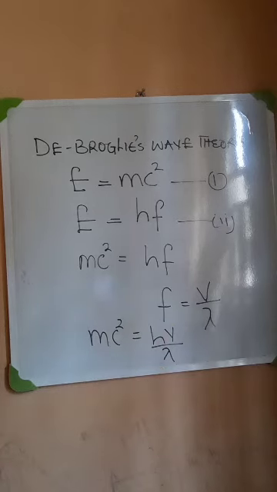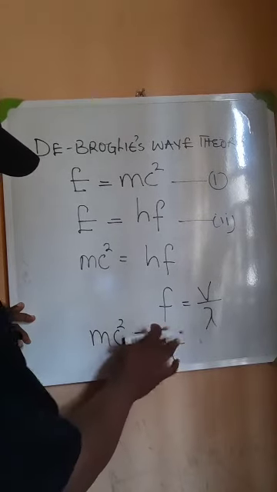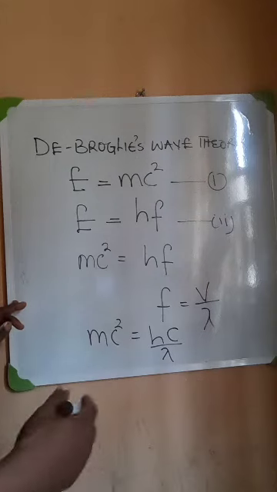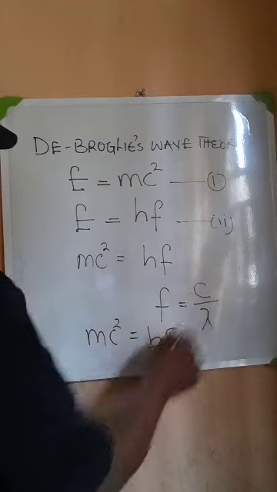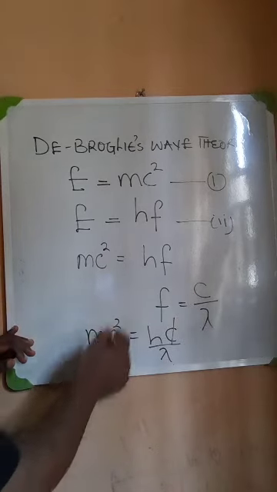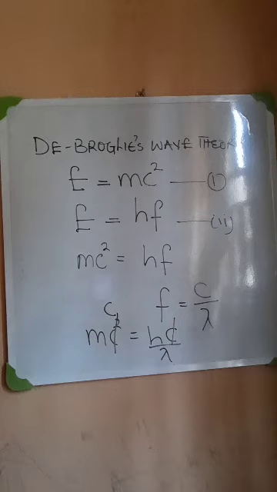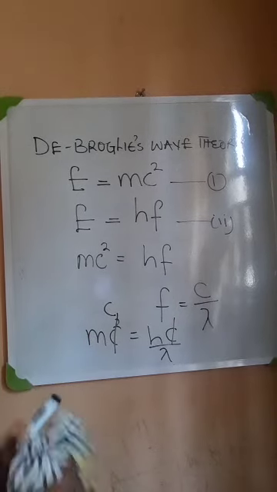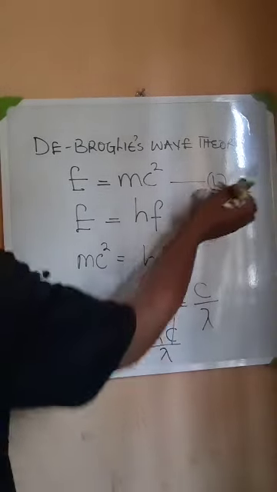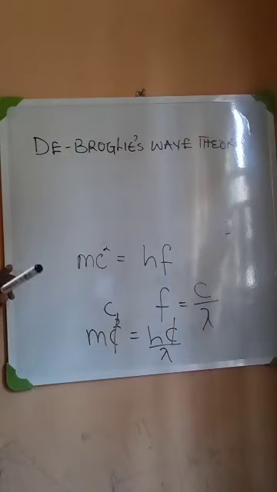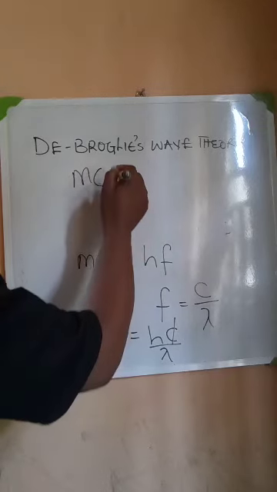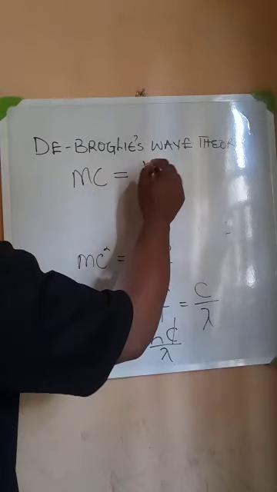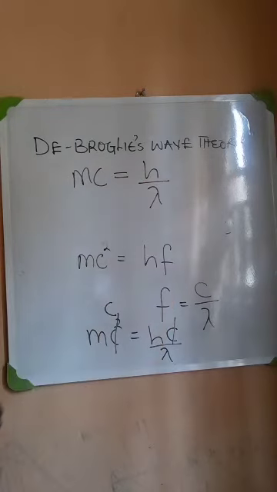Now you can see that what I use here is v. In most textbooks, you see that this v is replaced with c. So whether it is c or v, it still means the same thing as speed, okay? So from here, I can cancel one c on each side, so that I'm left with what? mc equals h over lambda, which is the wavelength. So what is remaining in my equation is mc equals h over lambda, right?